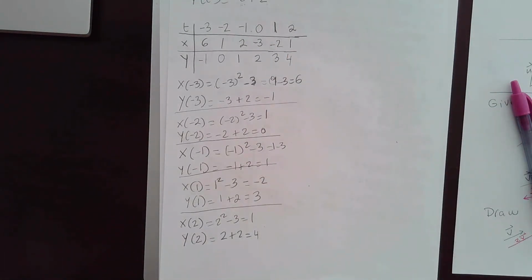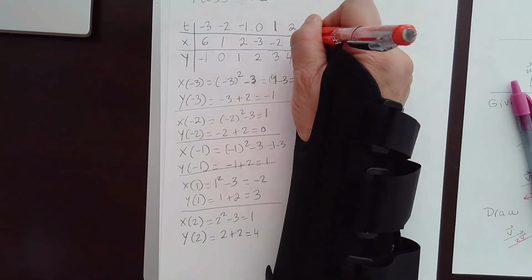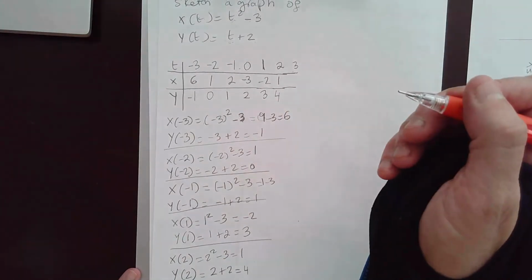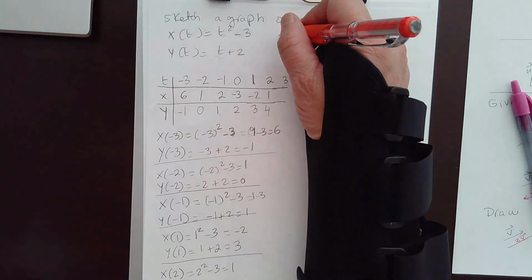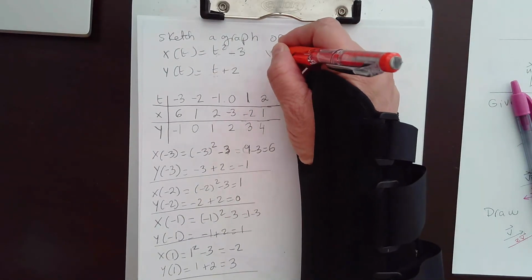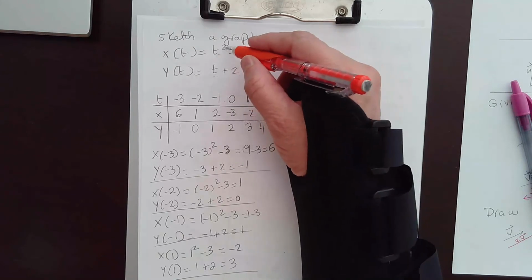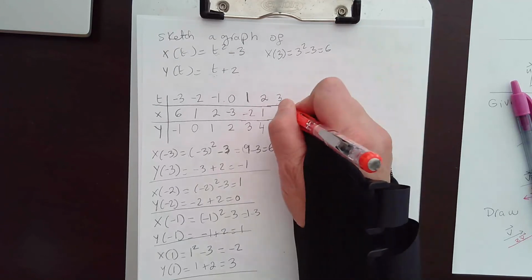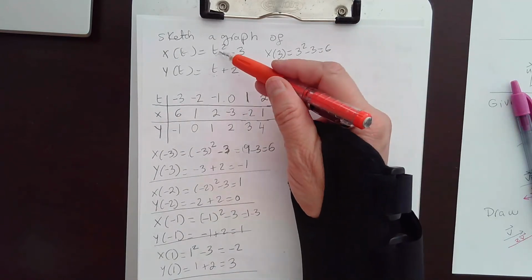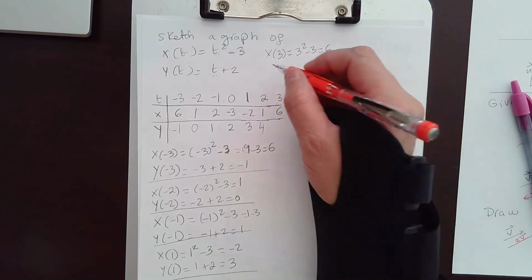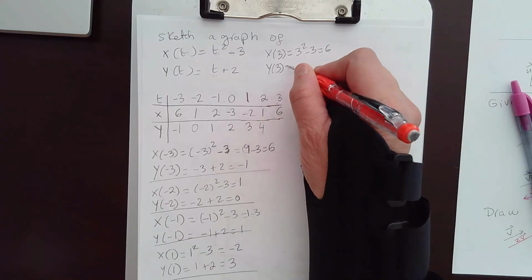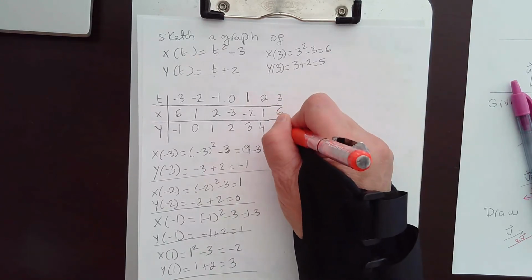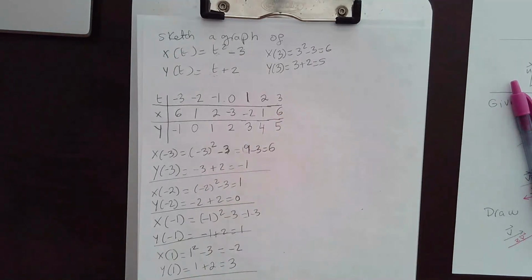I think that's enough, but I told you let's go from negative 3 to 3, so let's do this. When t is 3, what do you have? Let me write it down here so you can see it with the equation. So x would be 3 squared minus 3, that's 9 minus 3, which is 6. Same as that. Anyway, we have symmetry about the y-axis, right? And y, you replace t with 3: 3 plus 2 is 5. So 6, 5. So we're going to now go ahead and graph it.